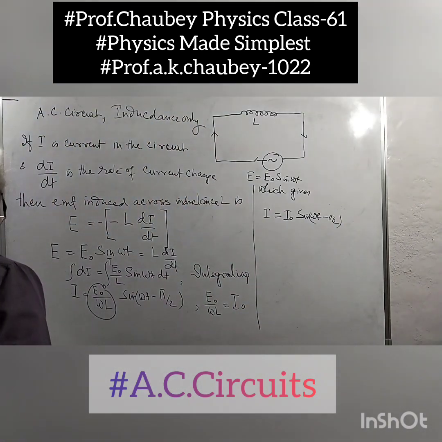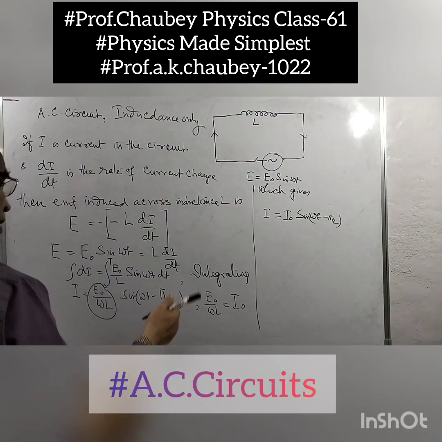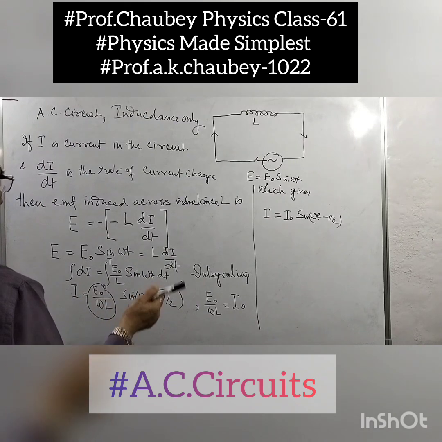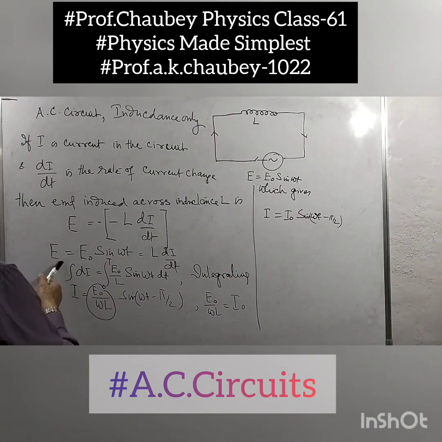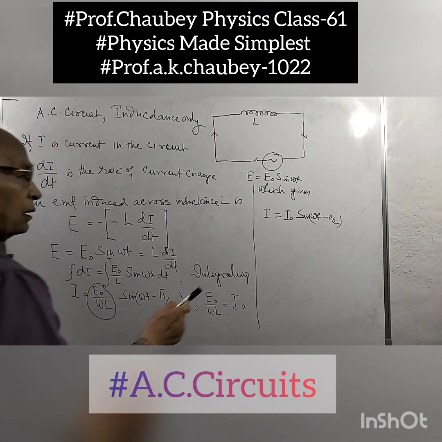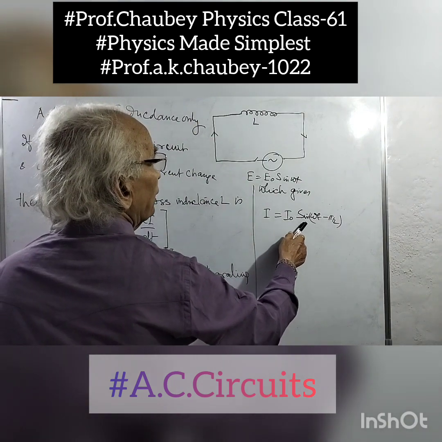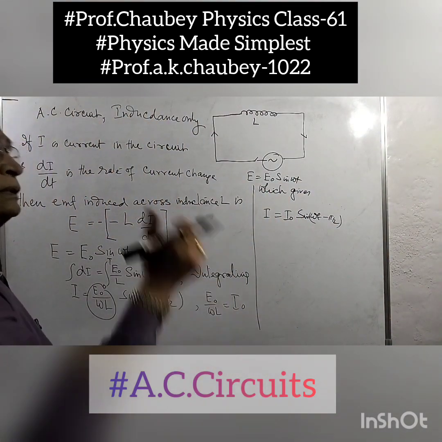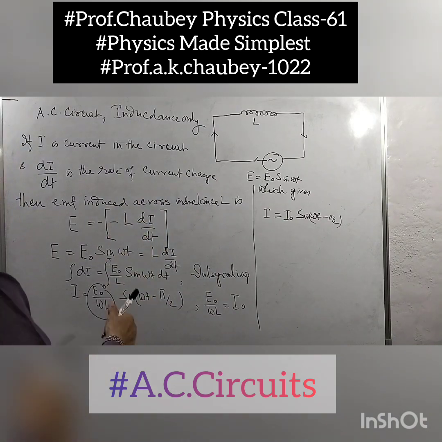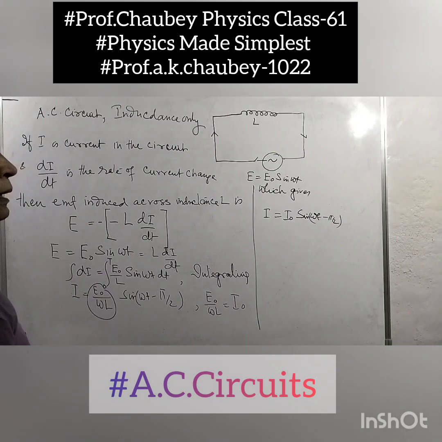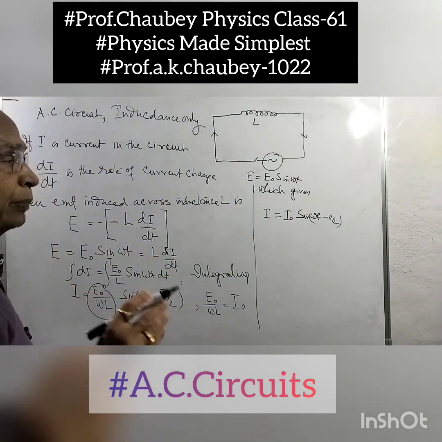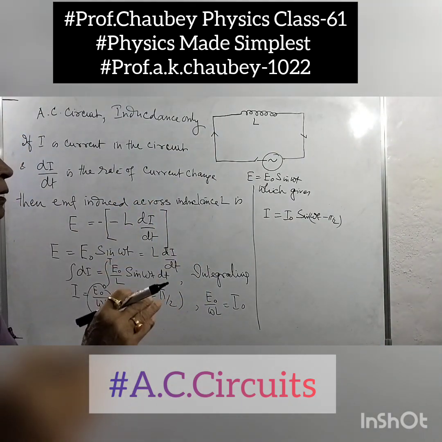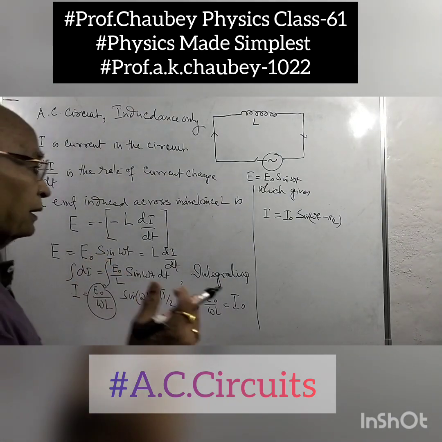What does it mean? That there is a phase difference in potential and current. And potential is E equal to E naught sine omega t, current is I equal to I naught sine omega t minus pi by 2. Means, because inductor is opposing the growth of current, there is a phase difference of pi by 2 or 90 degree between the potential and the current.